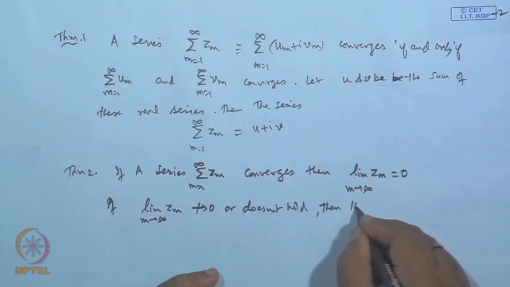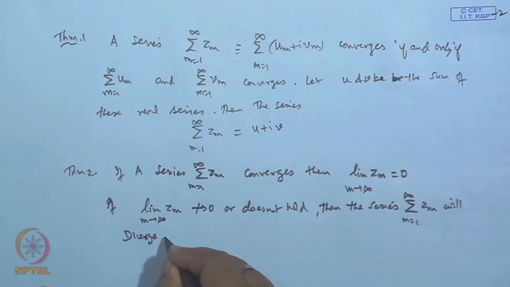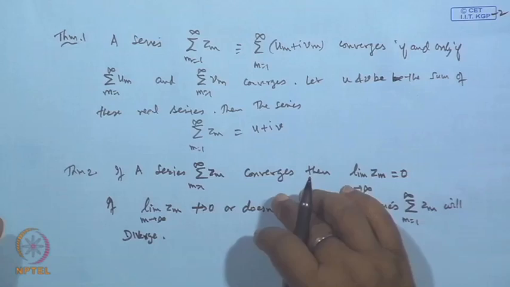Sigma z_m, m from 1 to infinity, will diverge. So, this is basically a test for divergence of the series. Again, the proof is similar to the proof in the case of real variables, so we are not going to touch it.